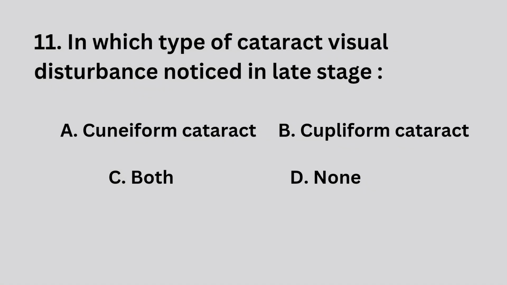Next question. In which type of cataract visual disturbance noticed in late stage? Option A cuneiform cataract, option B cupuliform cataract, option C both, and option D none of them. The correct answer is option A cuneiform cataract.